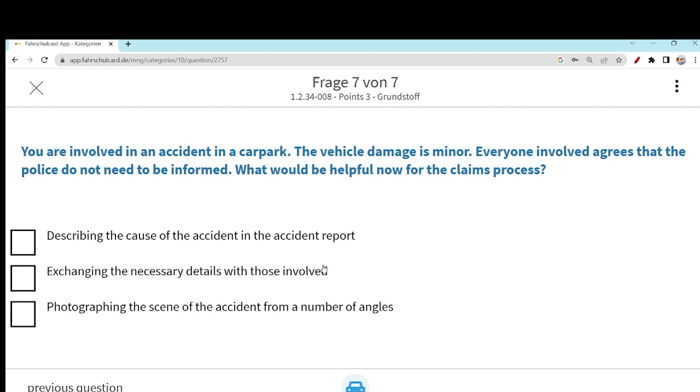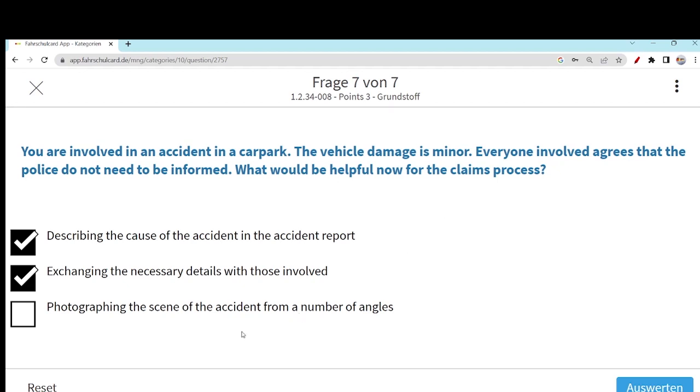Okay, what would be helpful now for the claim process? Describing the cause of the accident in the accident report, this you need to make in any case. An accident report you should make as documentation, that is for sure needed, whether police are involved or not. Exchanging the necessary details with those involved, for sure you need to exchange your car insurance company number and details, so that you know who has made the mistake and who was the victim, so he or she can claim the amount to repair the car.